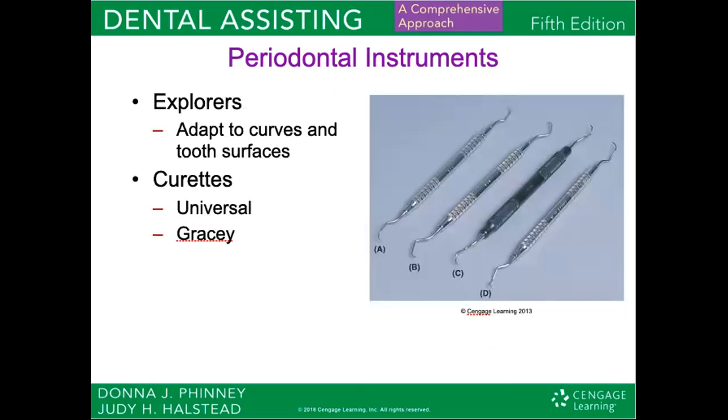Periodontal explorers can detect and locate calculus, tooth irregularities, faulty margins on restorations, and furcation involvement. Curettes are used to remove subgingival calculus, smooth the root surface, and remove soft tissue lining of the periodontal pocket. The cutting edge is usually the working end on curettes.